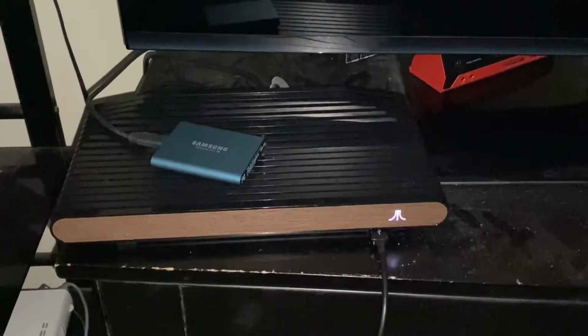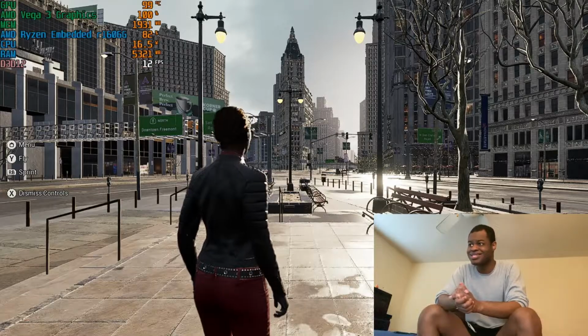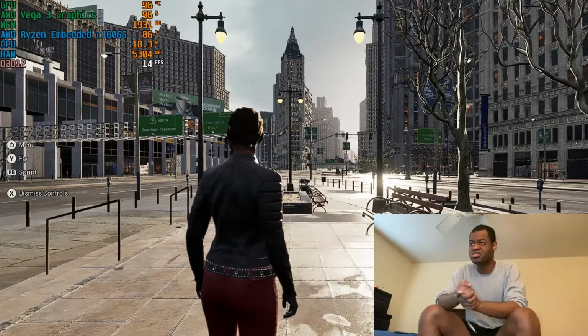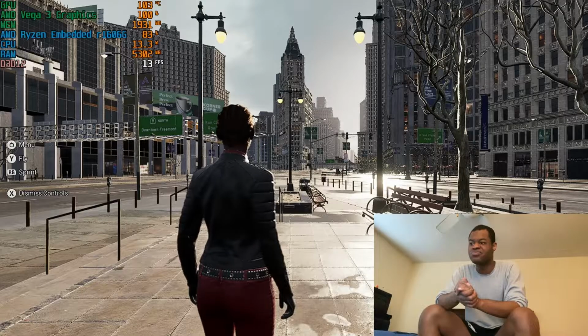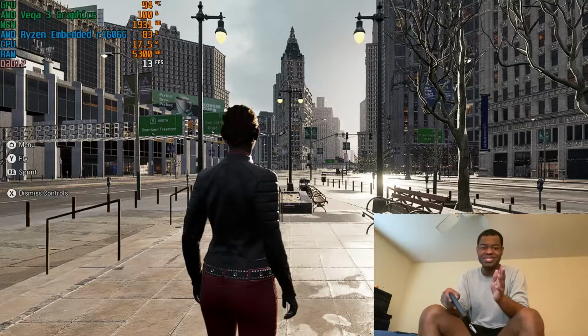And you know that Matrix Unreal Engine 5 demo that gamers were running on the PlayStation 5, Xbox Series X, and Xbox Series S, and now the PC? I have gotten that Matrix Unreal Engine 5 demo to run on the Atari VCS, as you will be seeing here right now. And as you can see, this is the Matrix Unreal Engine 5 demo running on the Atari VCS.